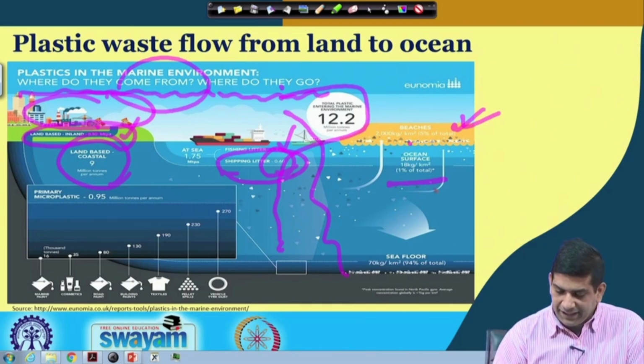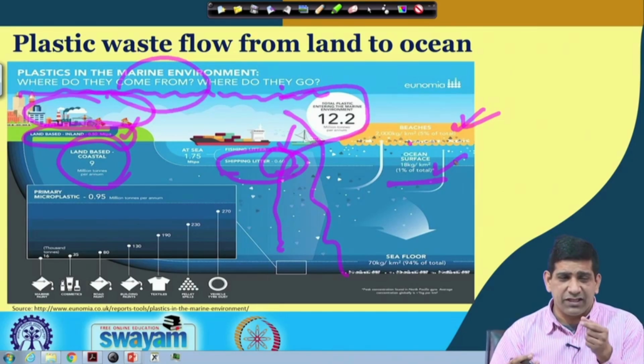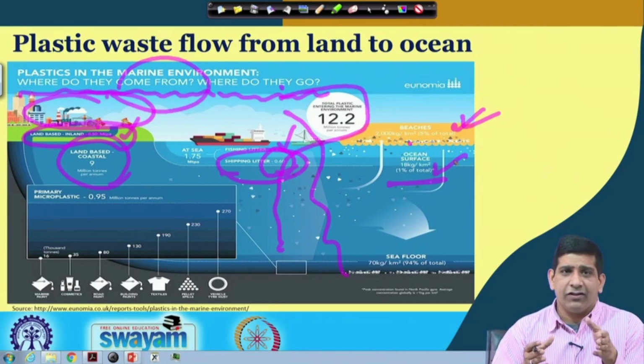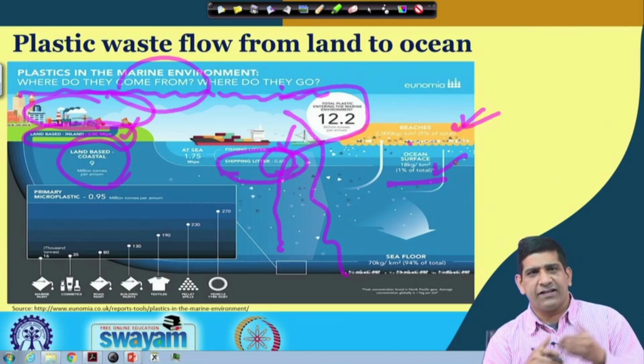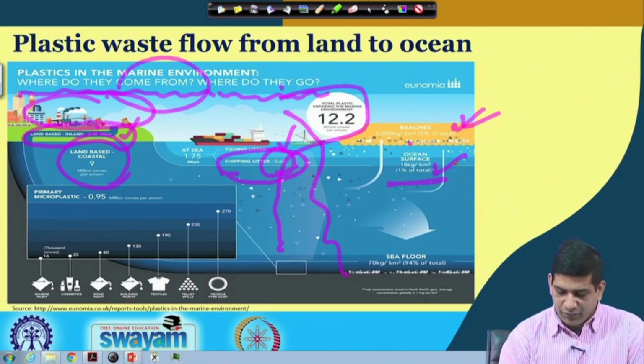The ocean surface is getting around 1% of the total, which is 18 kg per square kilometer, what you see on the ocean surface. This is actually bad for the fish and others, because many times when these plastics are broken down, they are there on the surface. Fish think that it is food, and they eat the plastic because they think it is a small fish, since it becomes shiny small particles, and then the bigger fish eats the small fish. That's how plastic keeps on going up the food chain.